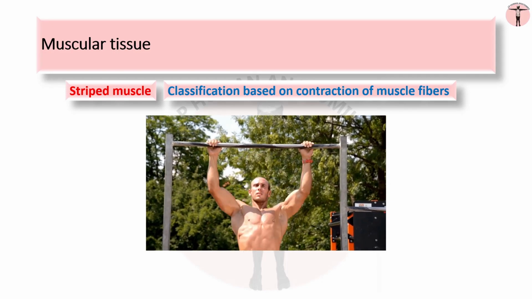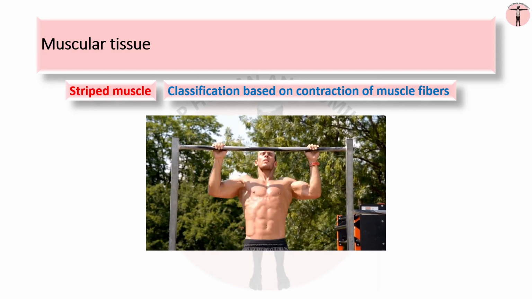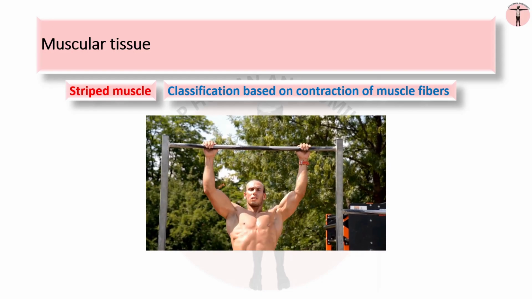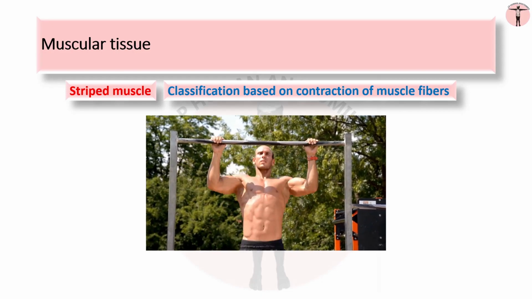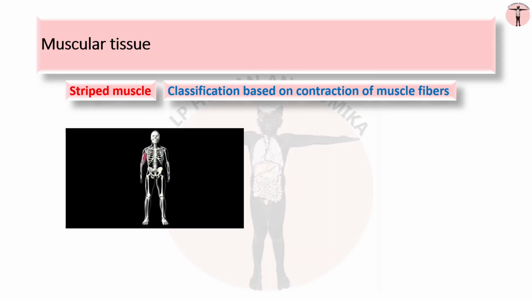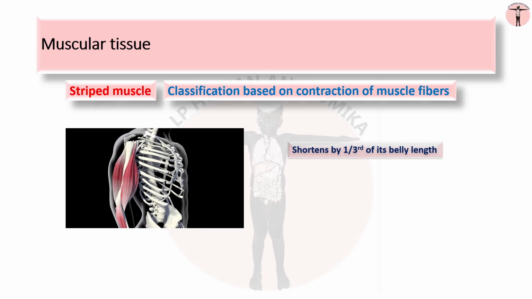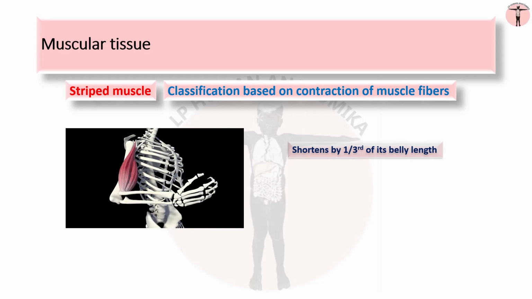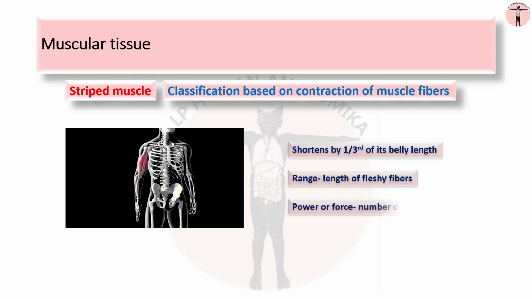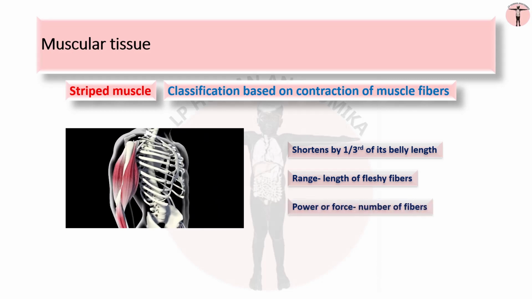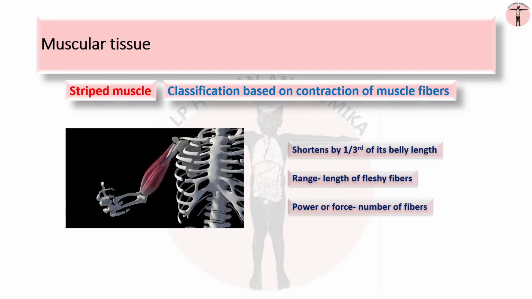A muscle cannot contract to less than a certain minimum length. This is known as active insufficiency. In passive insufficiency, a muscle cannot be stretched beyond a certain length without injury. So broadly, when a muscle contracts, it shortens by 1/3 of its belly length to bring about a movement. The range of movement depends on the length of the fleshy fibers and the power or force of movement on the number of fibers. However, the actual behavior of muscle contraction is more complex.